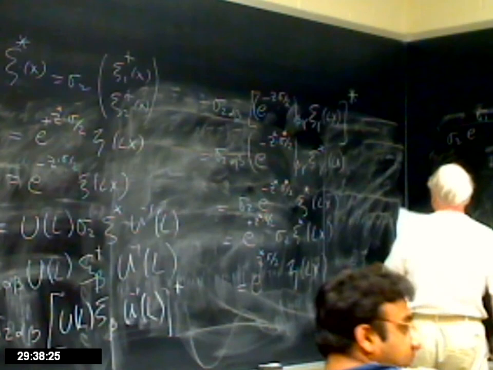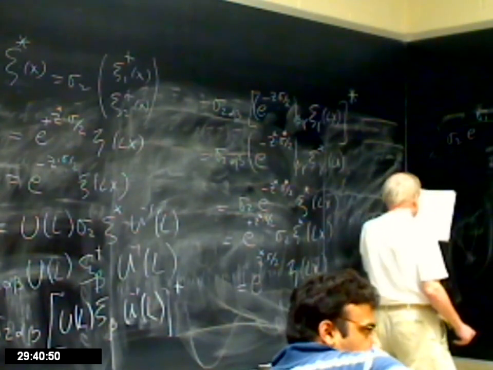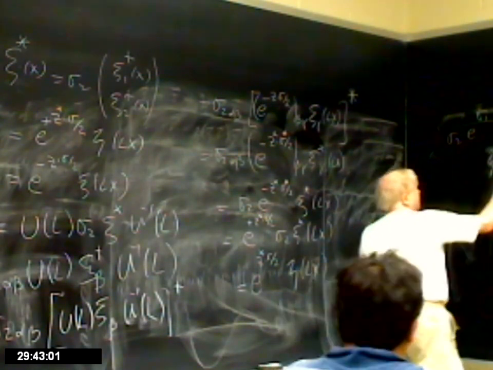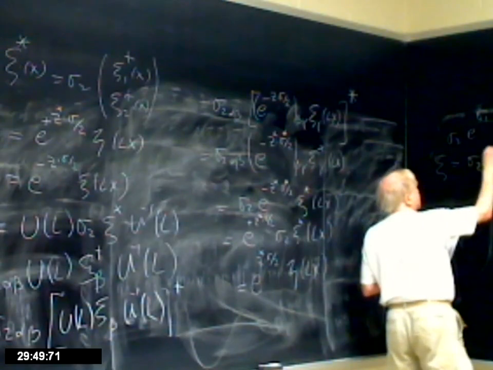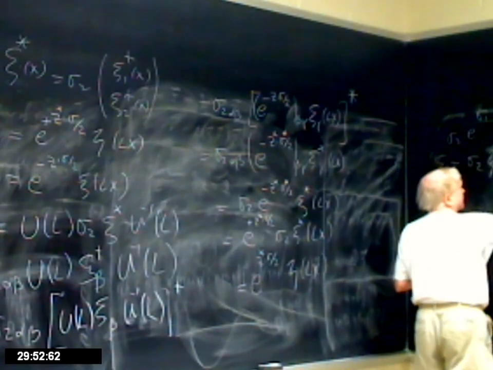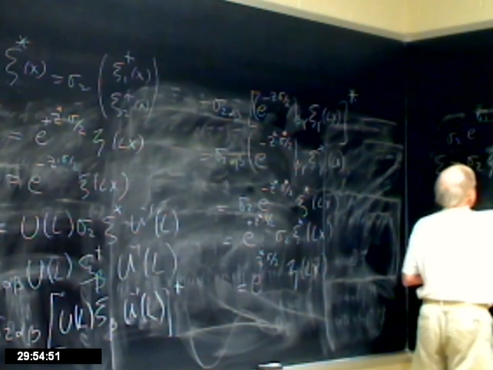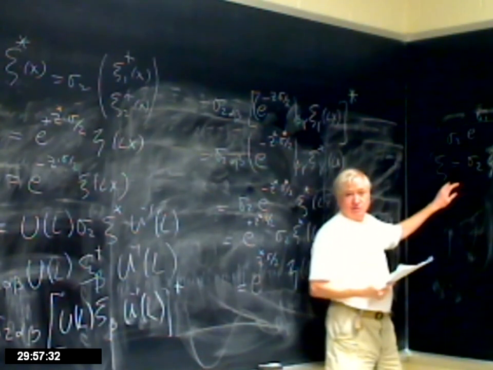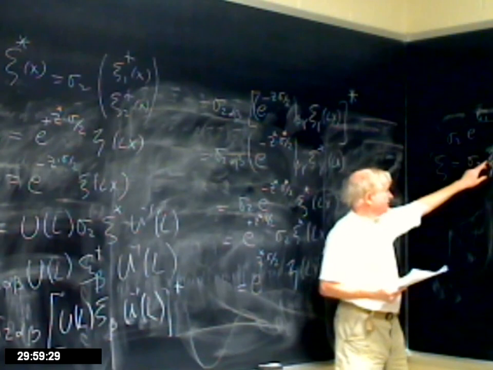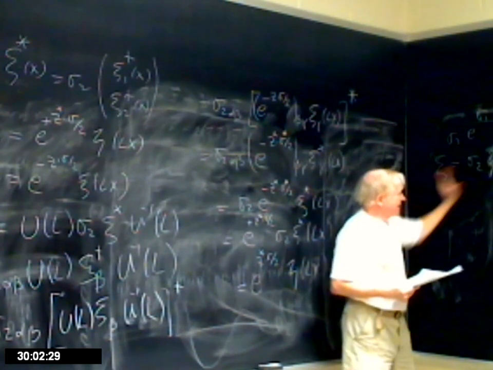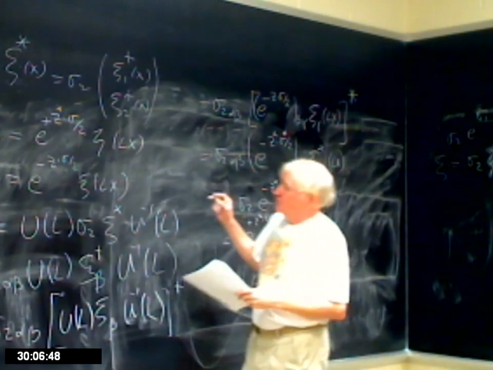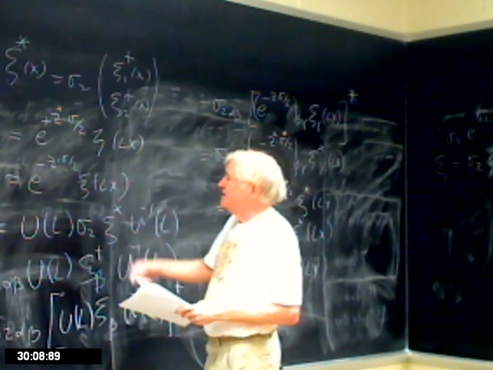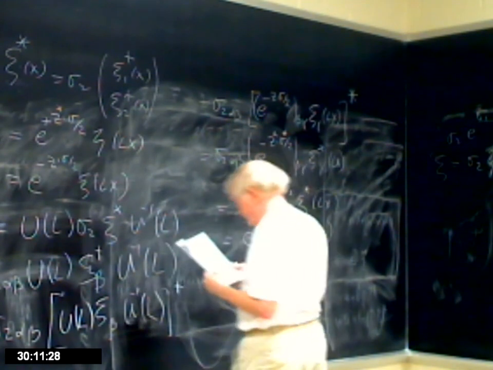It's also true that if zeta is right-handed, then c equal to sigma 2 zeta star is left-handed. So in other words, sigma 2 and the complex conjugation in that sense works both ways. It takes you from left to right, and it takes you from right to left.